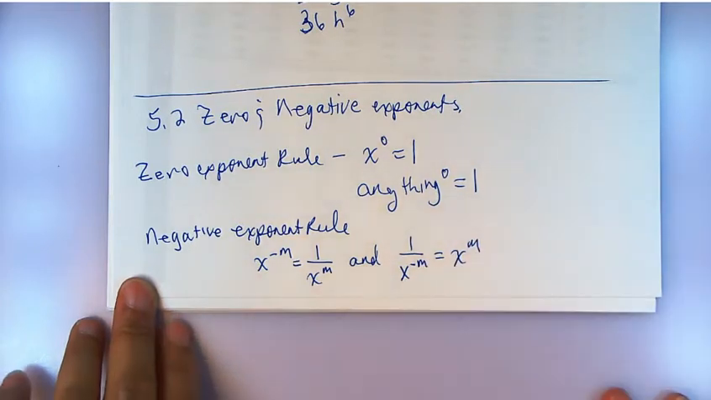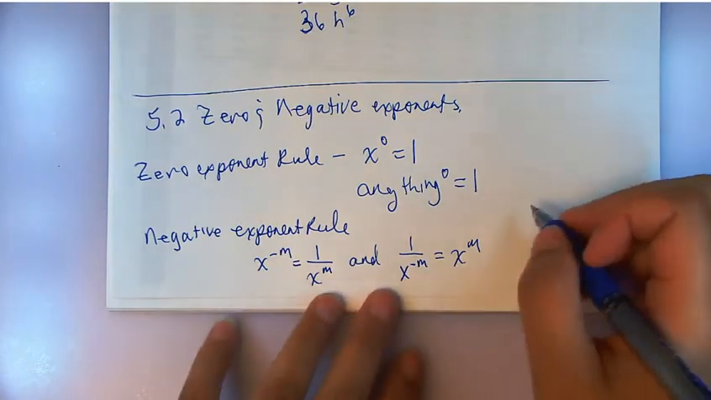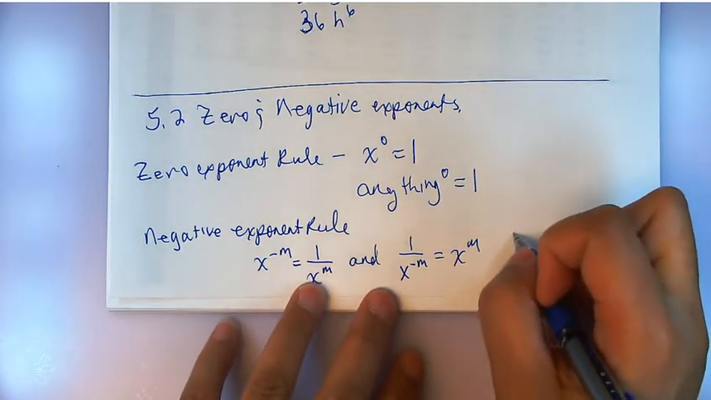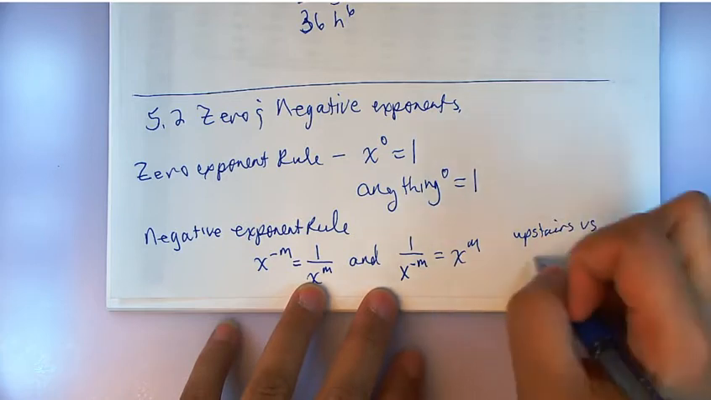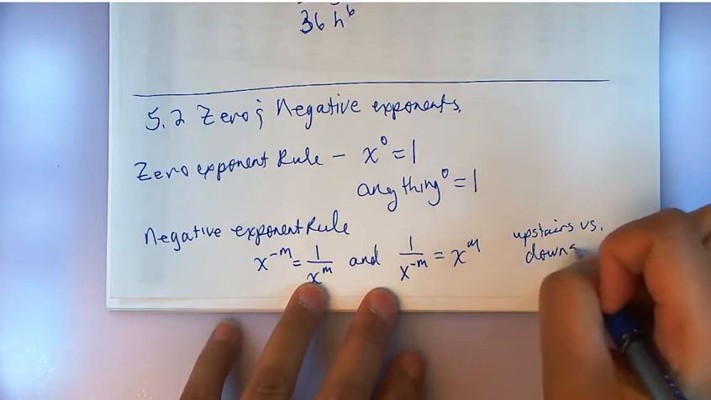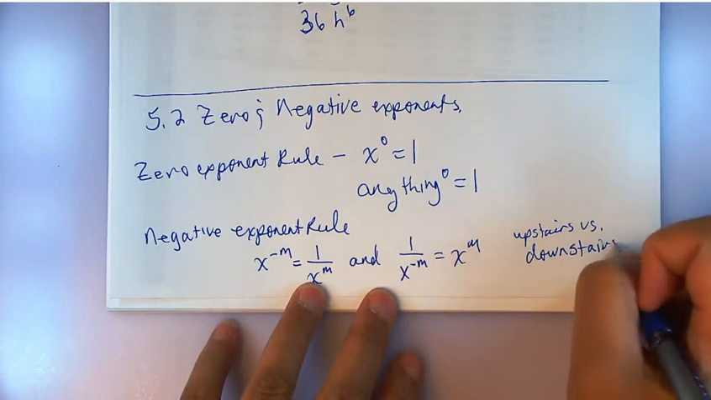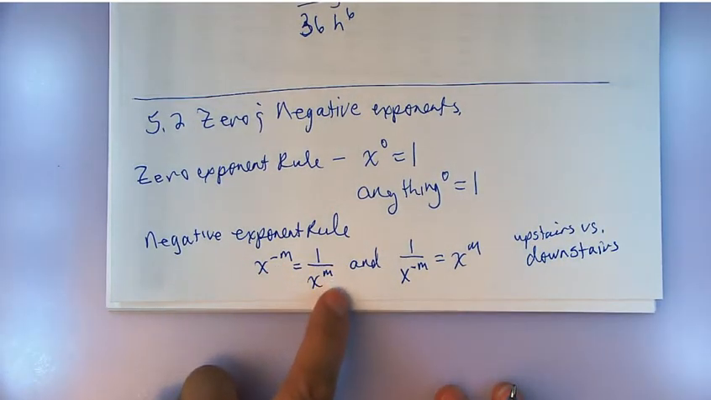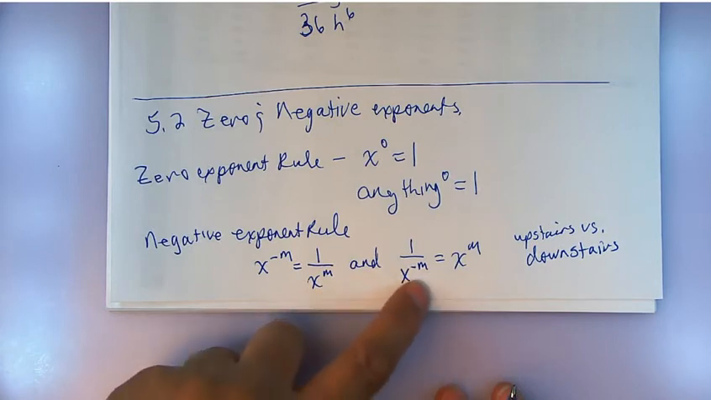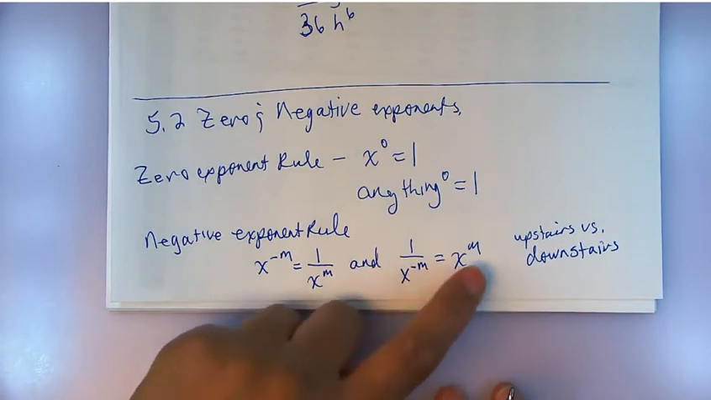I like to liken this to being upstairs versus downstairs. If you're too hot upstairs and you're unhappy, then you need to go downstairs. And if you're unhappy downstairs, it's too cold, then you need to go upstairs. And once you go upstairs, you feel much better.